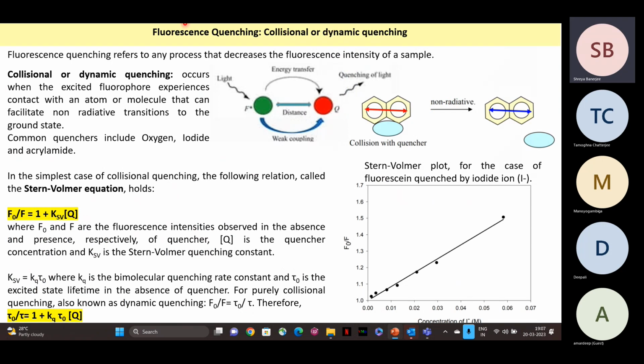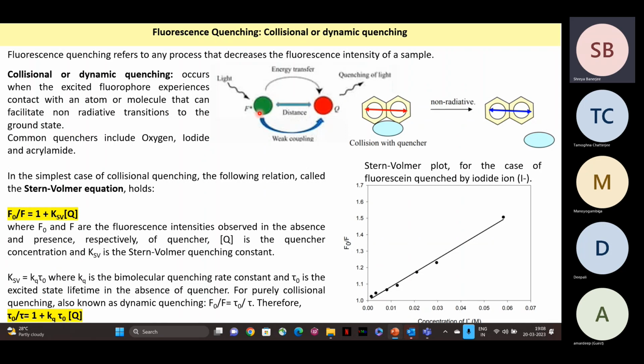Now there is something called fluorescence quenching. Fluorescence quenching refers to any process that decreases the fluorescence intensity of a sample. There are two kinds of fluorescence quenching. One is the collisional or dynamic quenching. Collisional or dynamic quenching occurs when the excited fluorophore experiences contact with an atom or molecule that can facilitate non-radiative transition to the ground state.